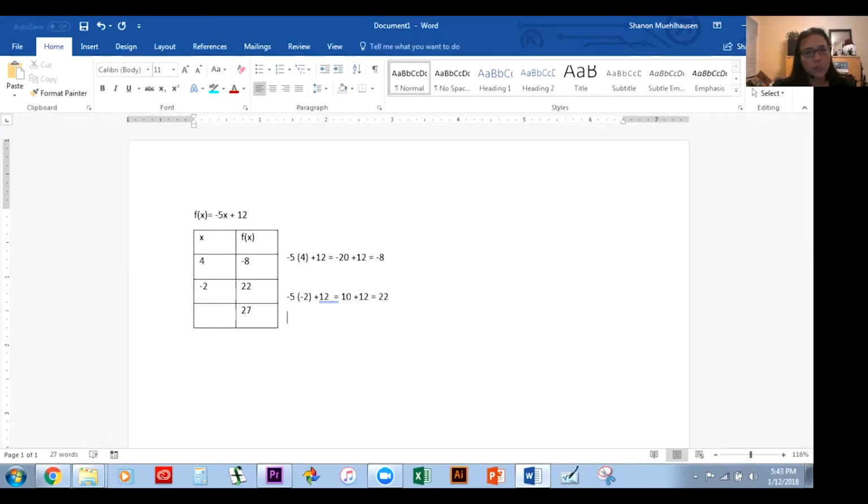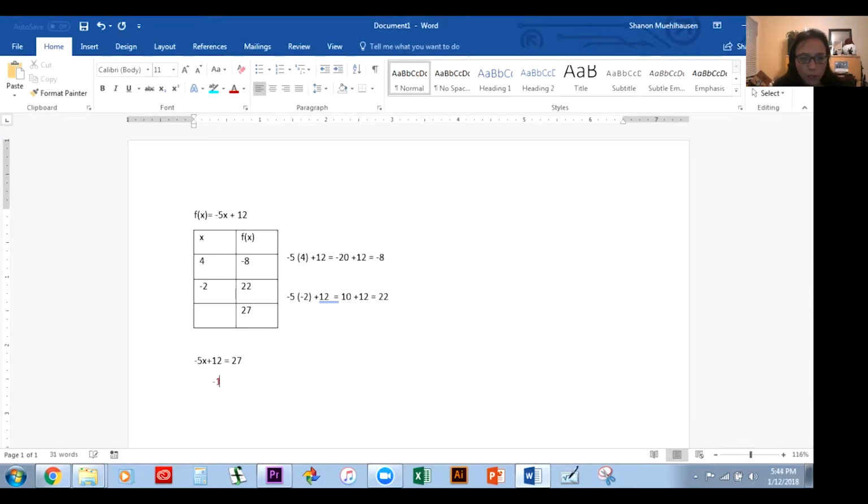The last row of our table is a little different though. Hopefully you'll notice that 27 is the f of x. It's in the right column, which means it is what has come out of the function. What that means is something went into this function and the answer came out 27. This requires us to do some solving.